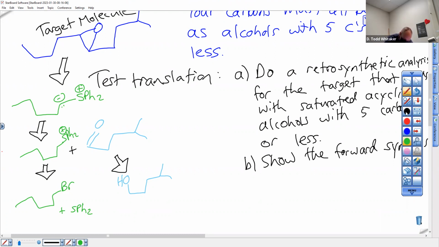And how can I extend this to make it 1 carbon bigger than this? 5 carbon Grignard or organolithium. Or what's it got to react with to make a 6 carbon alcohol? This needs to become this.